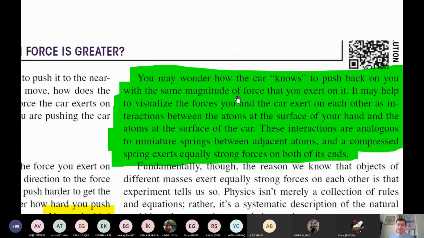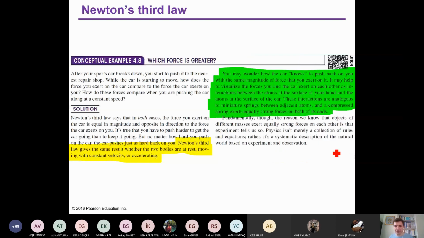You may have to visualize the forces you and the car exert on each other as interactions between the atoms at the surface of your hand and the atoms at the surface of the car. Let me draw here. This is very nice information. So let's consider that this is the car. So you apply a force on the car and the car applies a big force on you. These forces are equal to each other in terms of magnitude, but they are in opposite directions.